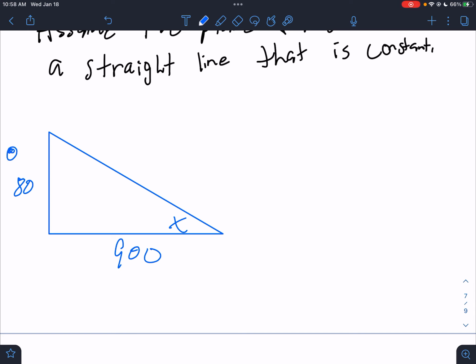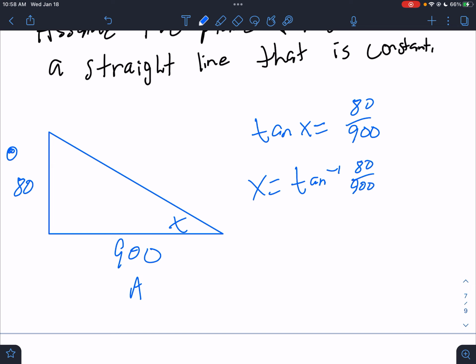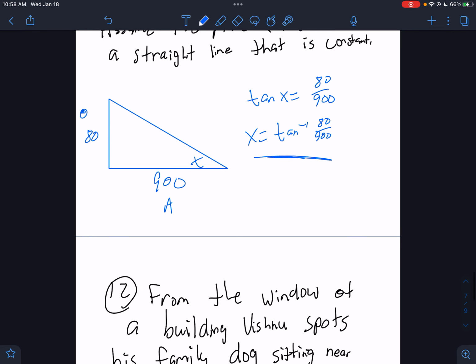So this is opposite, this is adjacent, so this would be the tangent of x equals opposite over adjacent, and my angle is going to be way less than 45. 80 is way less than 900, but it's going to be the inverse tangent of 80 over 900, and I'm not going to type that in. I know it's going to be real small, but that would be the situation here.